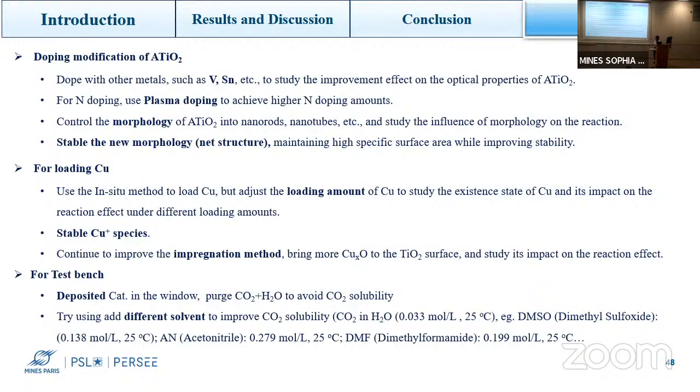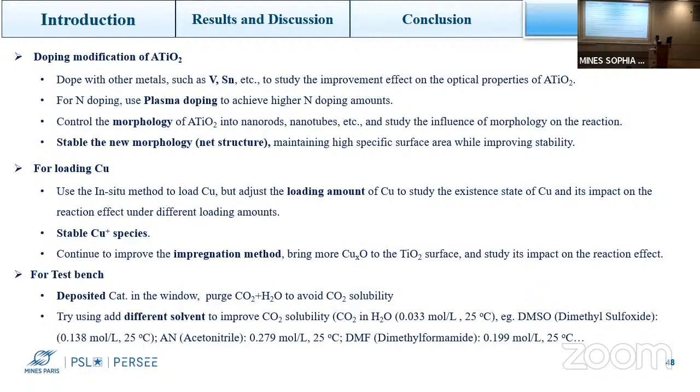Because there was no time to present it on the slides, we also tried the impregnation method for loading copper, but we didn't get good results so far. We need to improve this method and bring more copper oxide to the surface. And for the test bench, so far we just mix the catalyst with the water.